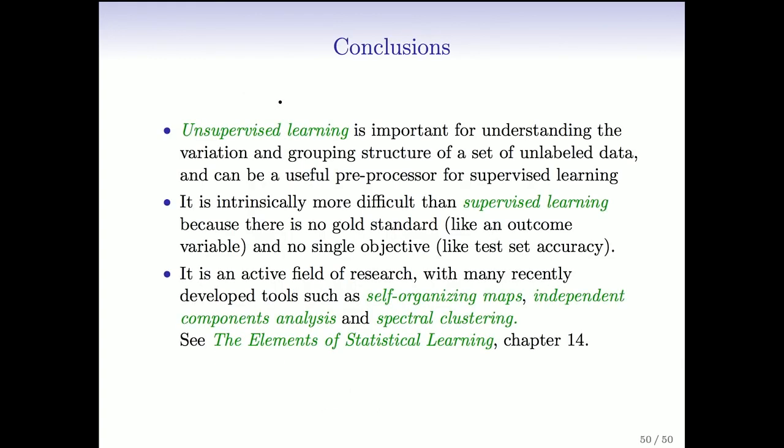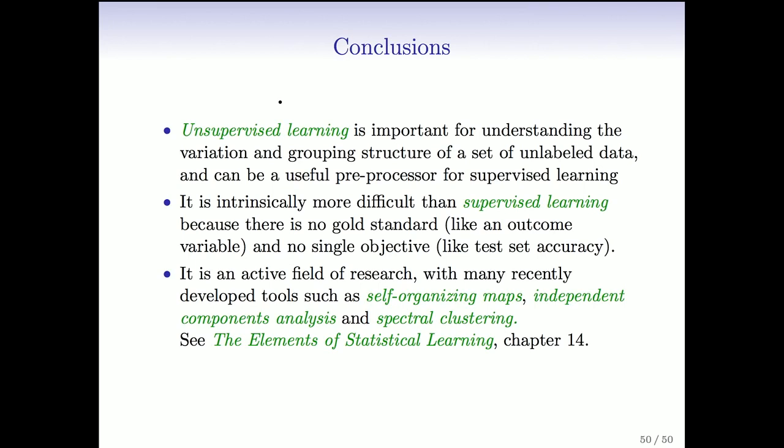So just to wrap up this section, unsupervised learning has been the topic. We've talked about principal components and clustering, and they're important in general for understanding the variation and grouping structure of a set of unlabeled data. So they can be useful by themselves, as we saw in that last example, or as a preprocessor to choose a linear combination of features for supervised learning.